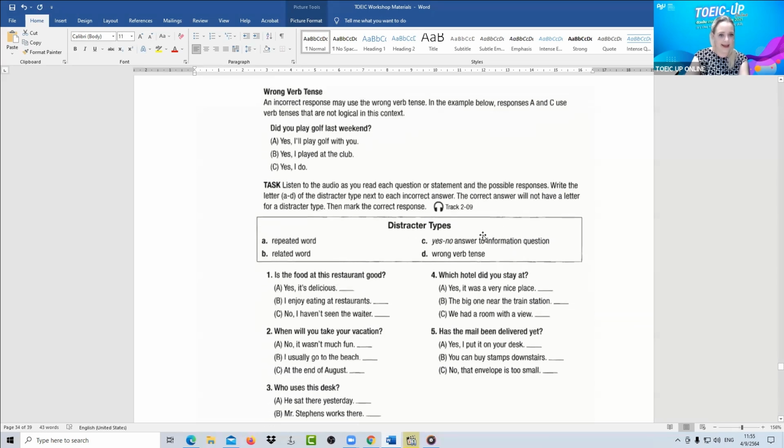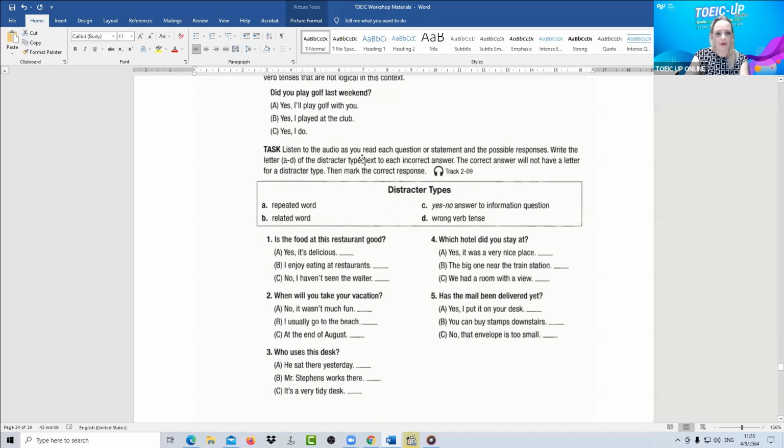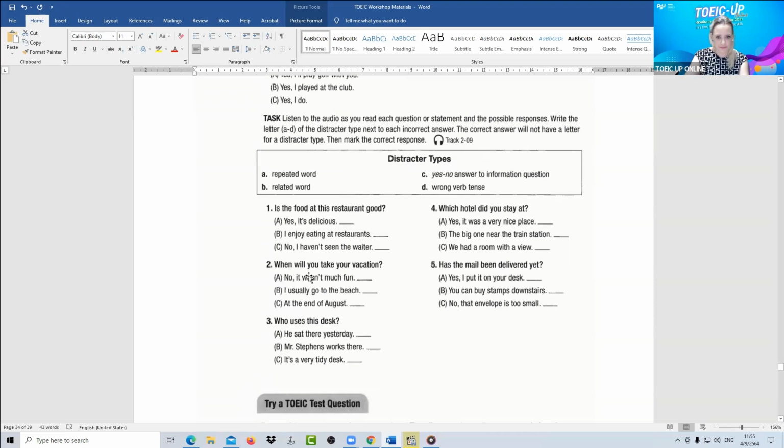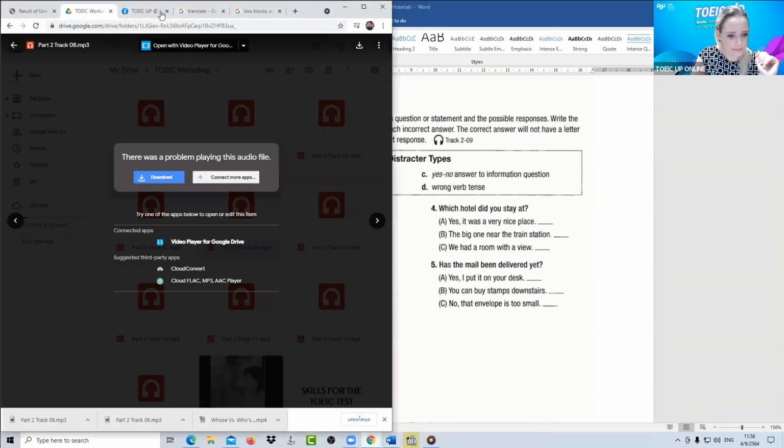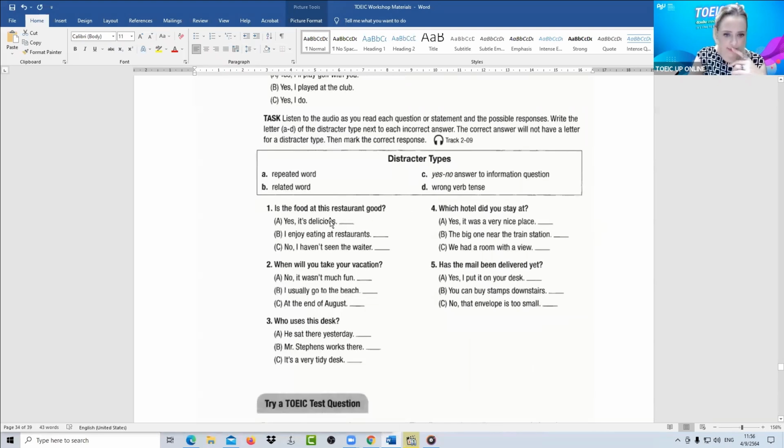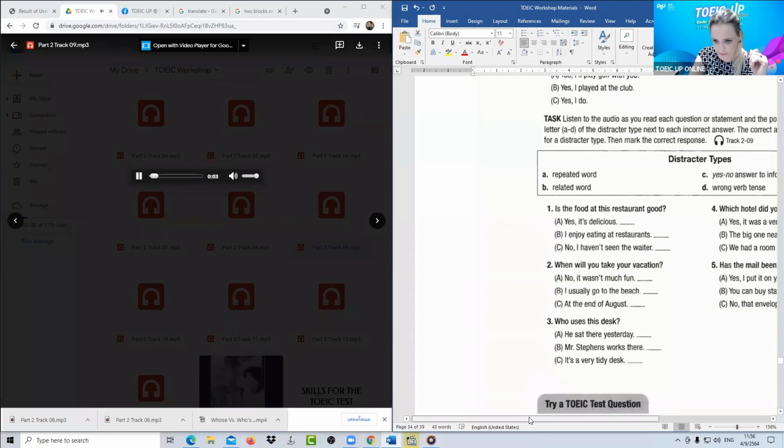Okay. So listen to the audio as you read each question or statement and the possible responses. Write the letter A to D of the type of distractor next to each incorrect answer. The correct answer will not have a letter or a distractor type. For example, we'll do number 1 together. Okay, so let's look at number 1.